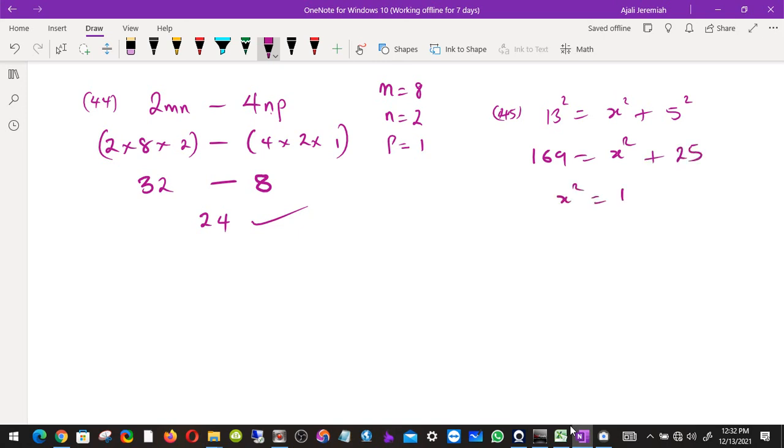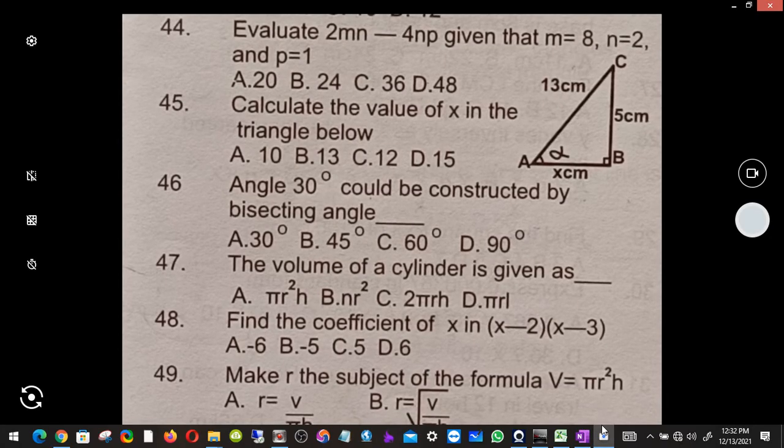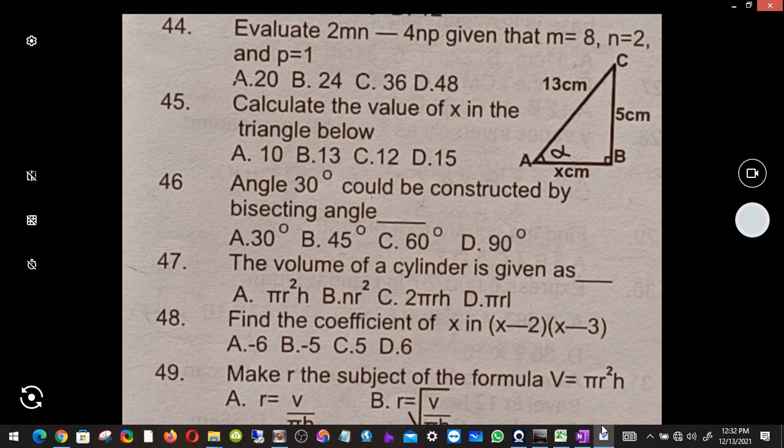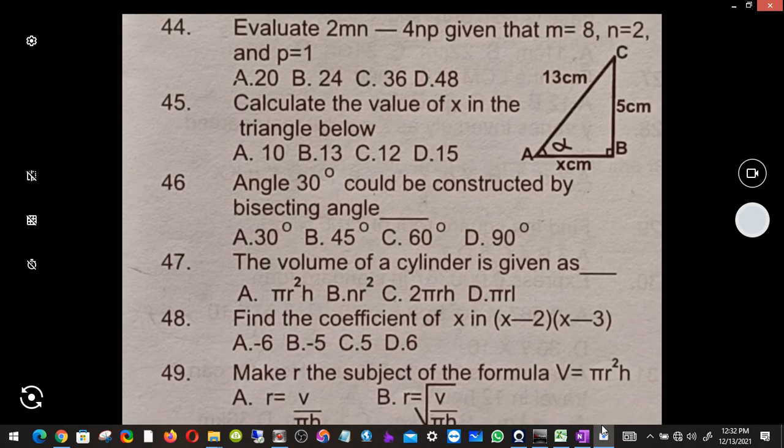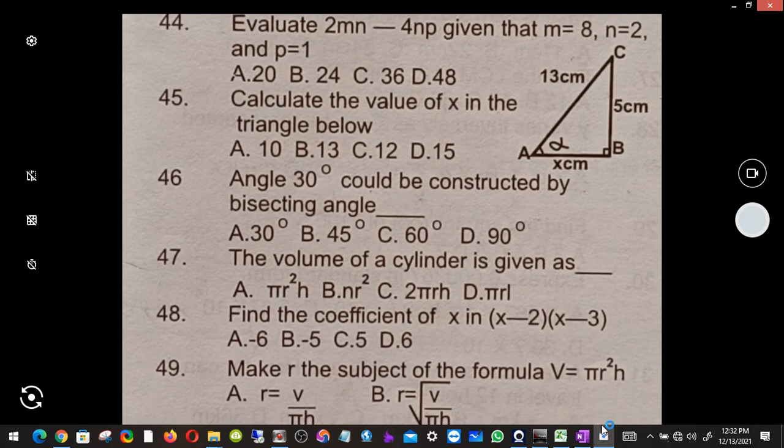169 equals x square plus 25. So x square equals 169 minus 25, which is 144. Take the square root of both sides. So that gives us what? 12. So x is 12 centimeters of course. Option C. Yes.